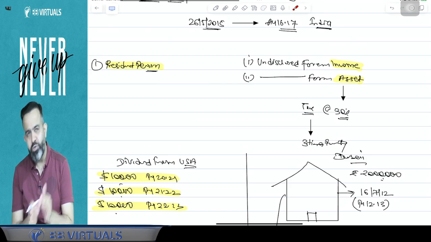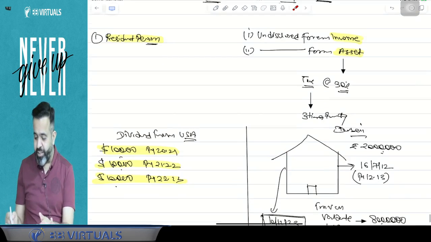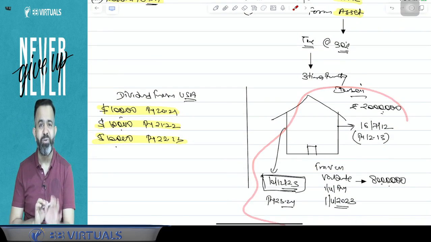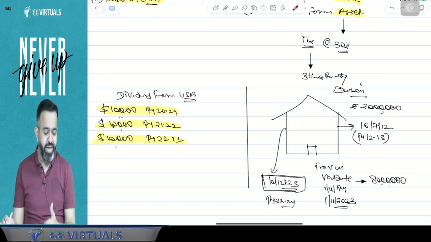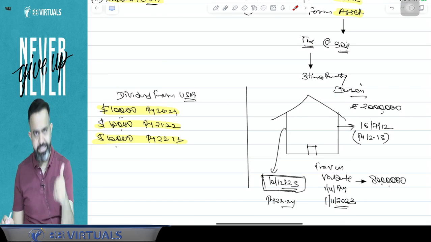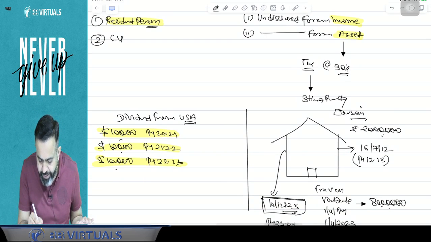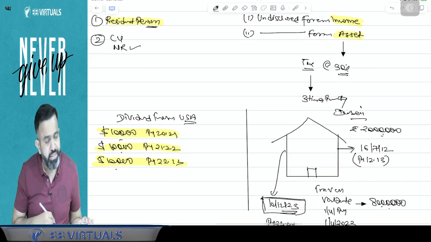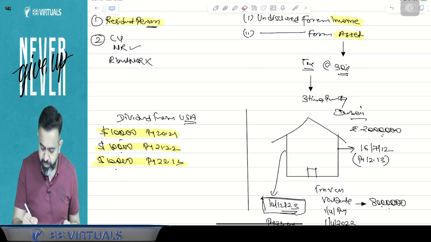Now in the current year 23-24 I am a non-resident, but in the year in which that asset was acquired I was a resident. So the question is, is this particular Act applicable in my case or not? The right answer is yes, because the lawmaker says that in the current year you are either non-resident, or you are resident but not ordinarily resident.